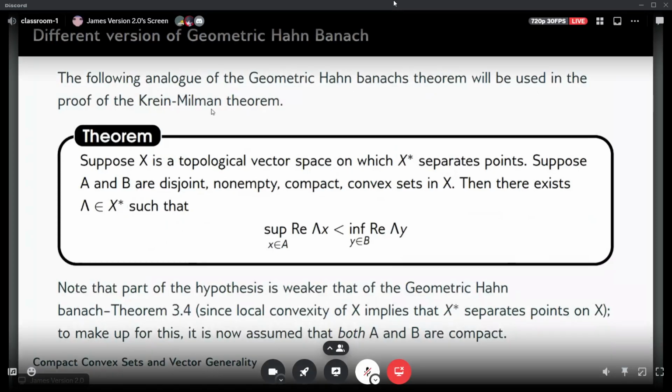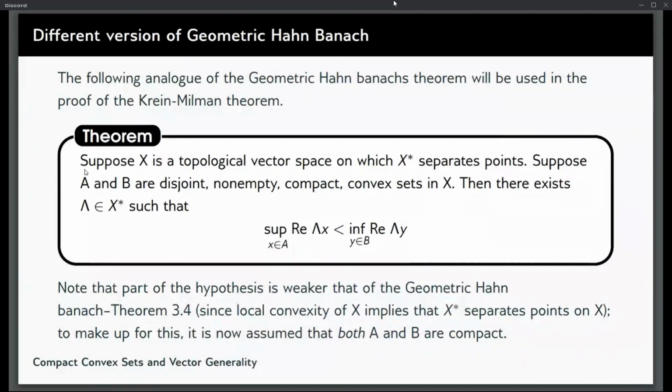which will be used in the proof of the Krein-Milman theorem. So suppose X is a topological vector space on which X star separates points. This is almost always crucial; if you've seen the proofs, the fact that X star separates points is key in most of these things that we have been working with. Which is true in locally convex spaces, of course.